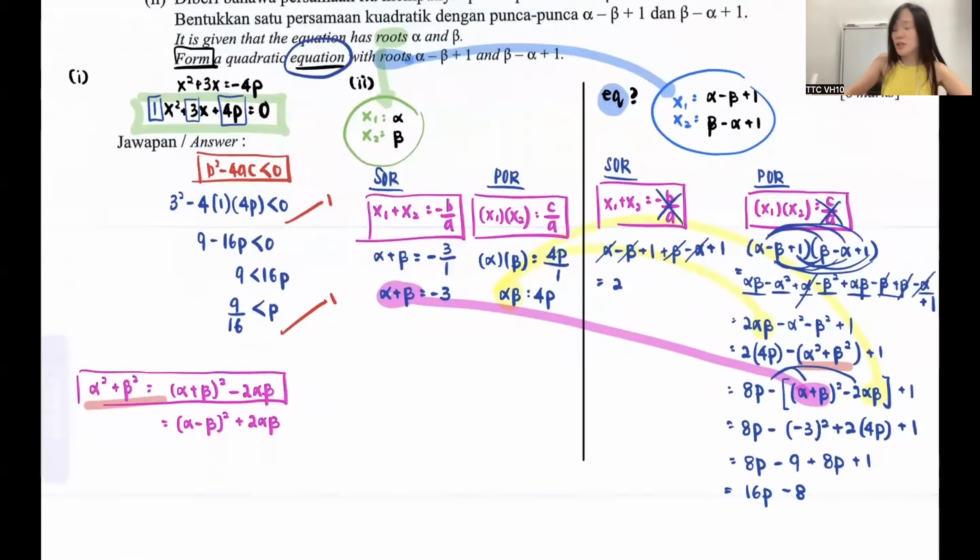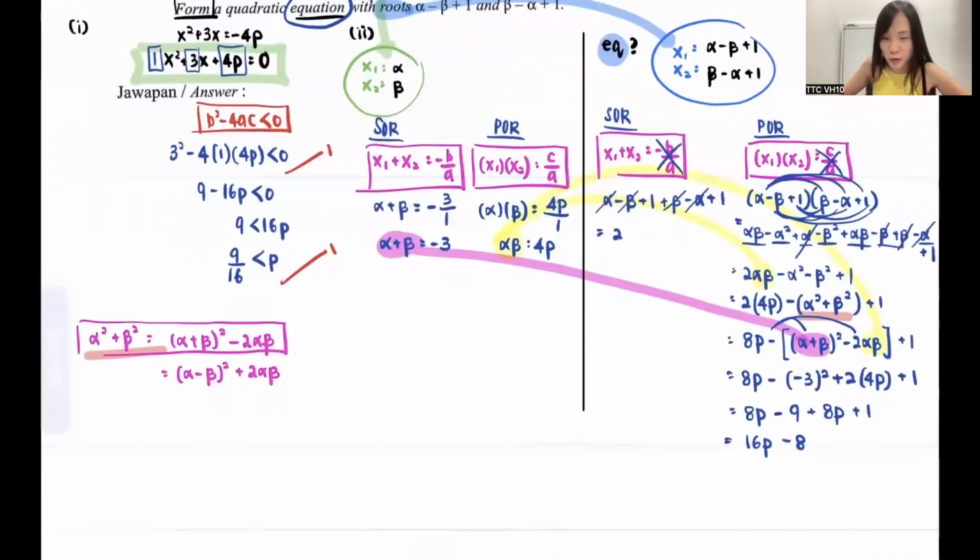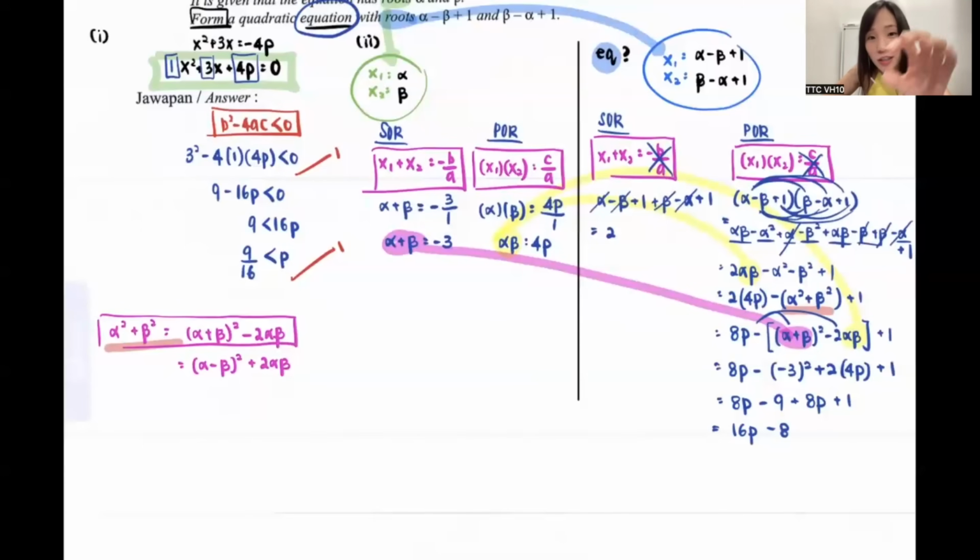Form a quadratic equation. So guys, after you guys done the blue color SOR POR, remember to form back the equation. How do you guys form back the equation? Actually, SOR POR, other than these two formulas, which are the SOR formula and the POR formula, they still got one more. You only use it when they want to form an equation. And now is the time. So the formula is like that. X squared minus SOR x plus POR equals 0.